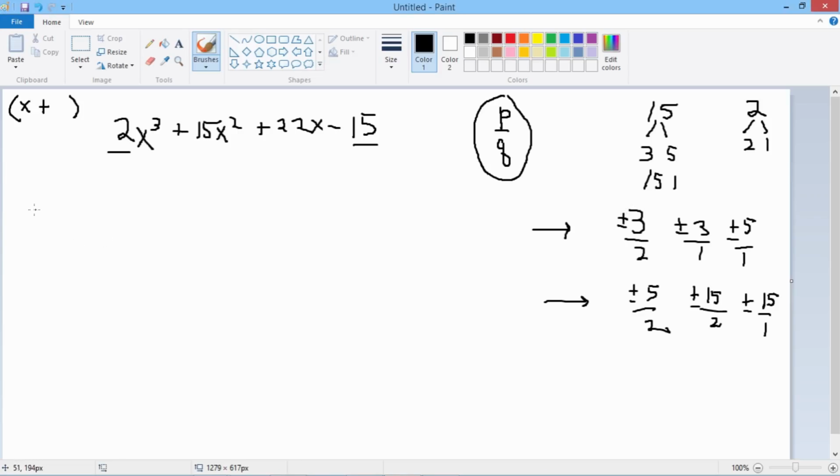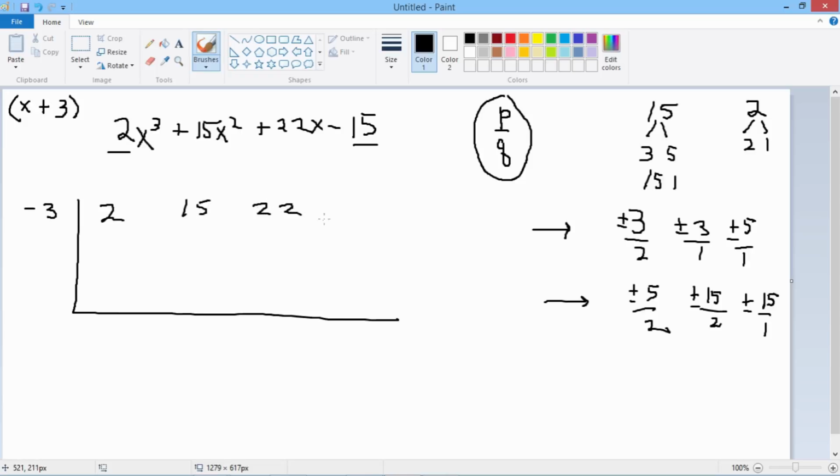So I'll use minus 3, which would make the factor x plus 3. It gives us one of our factors. And then we'll do our synthetic division. 2, 15, 22, minus 15. Bring this 2 down. Negative 3 times 2, negative 6. 15 minus 6, positive 9. Negative 3 times 9, negative 27. Negative 27 plus 22, negative 5. Negative 3 times negative 5, positive 15. And as expected, the remainder is 0.